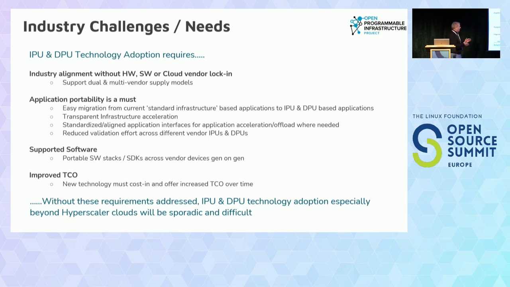So we have a few things here that are mandatory for the broader ecosystem to address in terms of those requirements. So first of all, what we want to see is an open, democratized ecosystem without vendor lock-in. The traditional supply chain is very much characterized by the necessity of dual supply or multi-vendor supply. That's going to be a necessity for the deployment of this type of technology as well, right? And that's to ensure we keep costs in check and reduce costs and TCO for adoption of technology over time. It's really, really important. So that's number one.